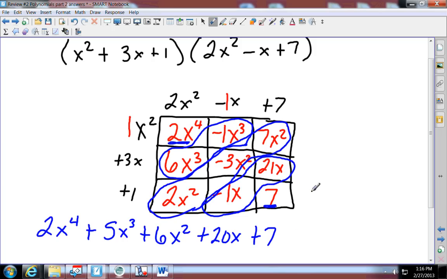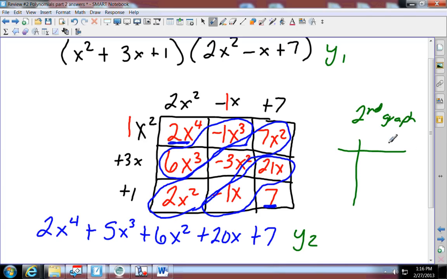Now, even when I go through, I check my answers to make sure I'm right. I put this whole thing up here into y1. I put all of this down here that I think is the answer into y2. I'll press second graph. And what am I trying to look at and see? If all of y1 is the same as all of y2. Okay, and that's how you know that you're correct.